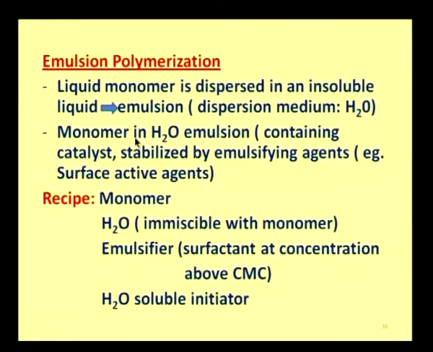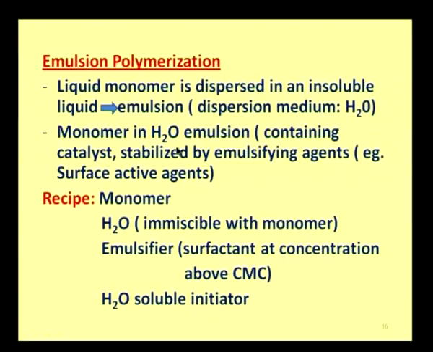Now let us go into the third type of polymerization, which is nothing but the emulsion polymerization. As the name tells you, there is an emulsifying agent that is added into the system. You basically have a liquid monomer which is dispersed in an insoluble liquid to form an emulsion. And most of the time, the very commonly used dispersion medium is water, and the liquid monomer is going to be well dispersed without getting dissolved in the water medium.